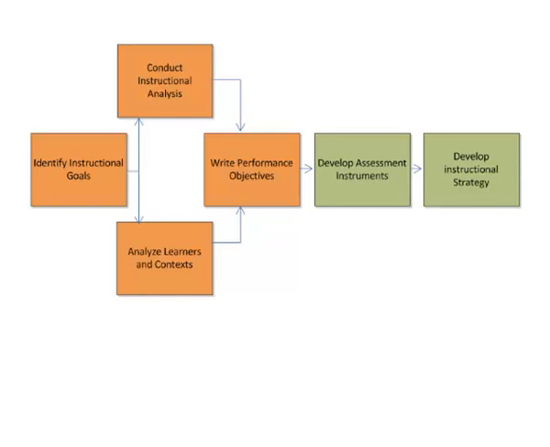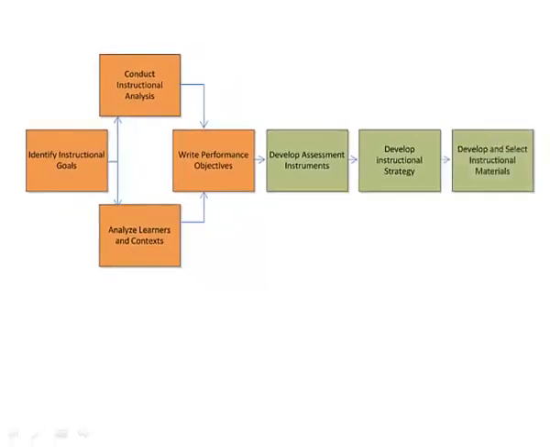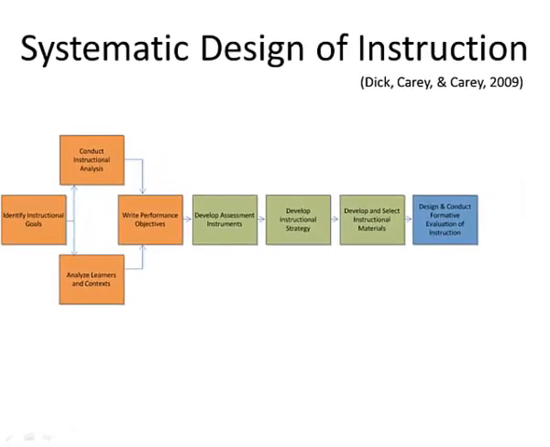After developing your instructional strategy, the next step is to develop and select the instructional materials. This is where you actually produce the instruction. And again, this should be based on the instructional strategy that you've created. As soon as these materials are created, the next step is to design and conduct a formative evaluation of the instruction. Now remember, this is formative because its purpose is to help create and improve the instructional processes and the products that you've created.